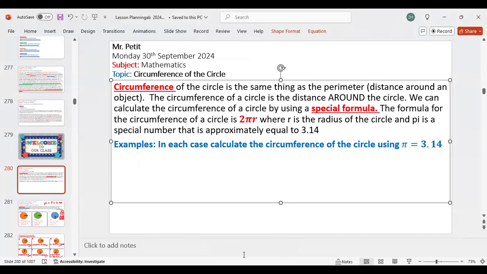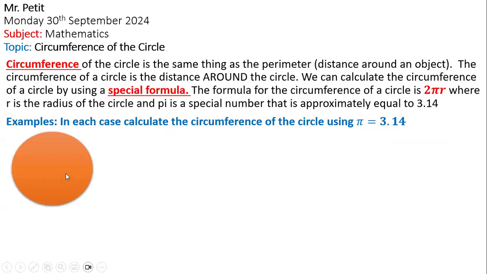So let's begin with our first example. Make sure I draw this circle. I think this is too big, let me make this smaller. Okay, good. So this is our circle that we have here. And inside the circle, I'm going to put a radius. Let's say that my radius is 4 centimeters.